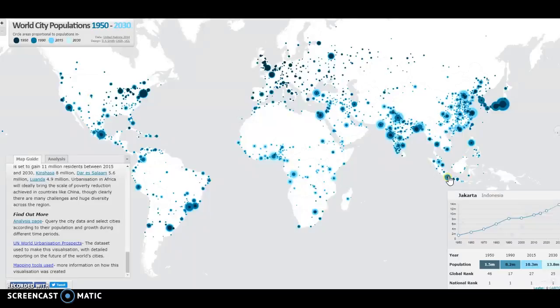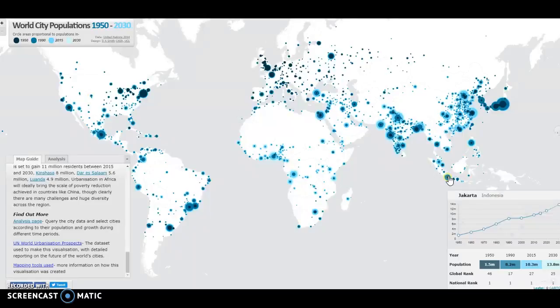And global is the world, so that's just basically where Jakarta sits, how big it is compared to all of the other cities. And we can see that in 1950 it was 46th biggest city, and it's increased all the way up to 2030. It will be the 25th biggest city in the world. And the national rank just tells you about how big the city is compared to all the other cities in Indonesia, and it's of course the biggest city in Indonesia.